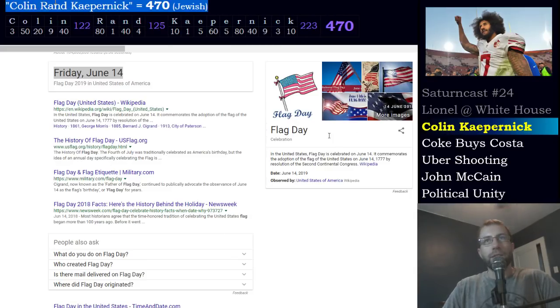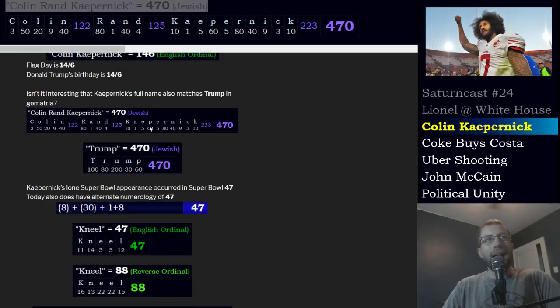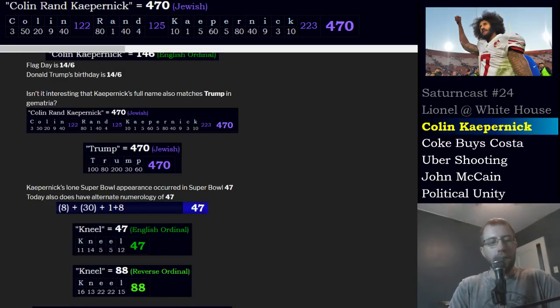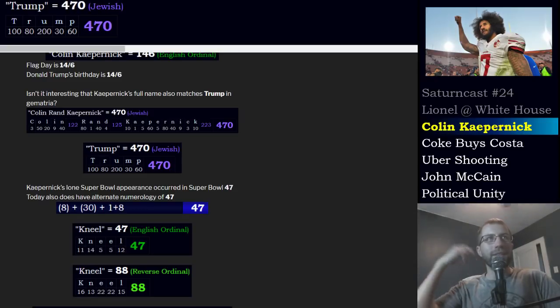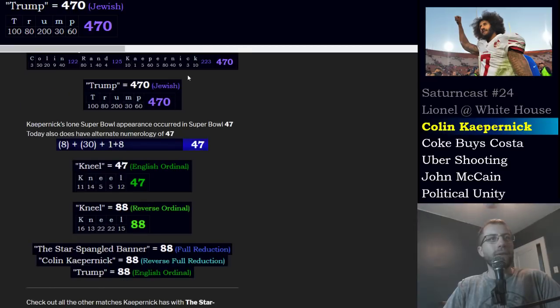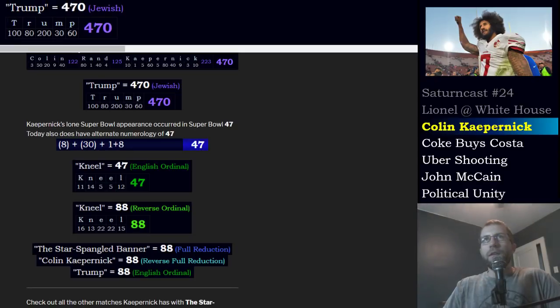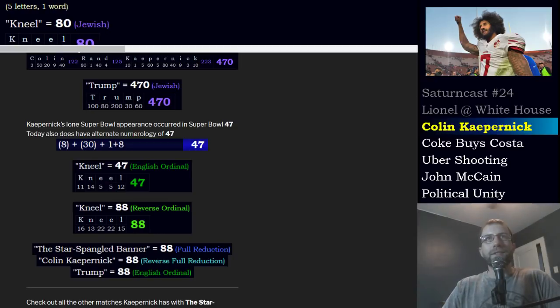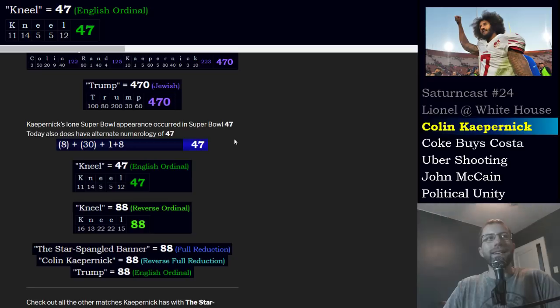In Jewish Gematria, Colin Rand Kaepernick equals 470. The name Trump equals 470 in this same cipher. And the date we got this news, 8 plus 30 plus 1 plus 8, sums to 47. The number 47 connects us to the word kneel. Using the alphabetic order, the word kneel equals 47.